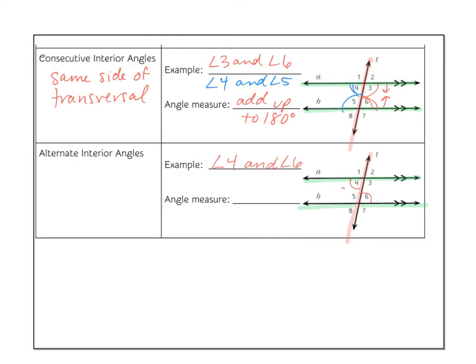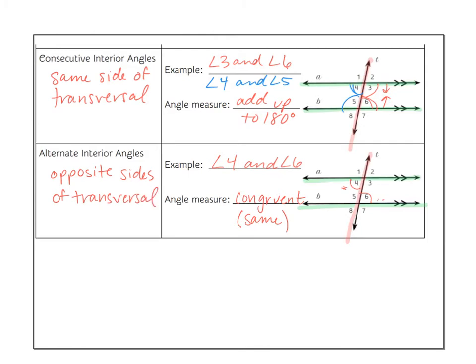They're on alternate sides of the transversal. One's on the left, one's on the right, but they're interior because they're in between the two parallel lines. And their measures are going to be congruent or the same or equal, okay? So I want to write a little note here. They're on opposite sides of the transversal.